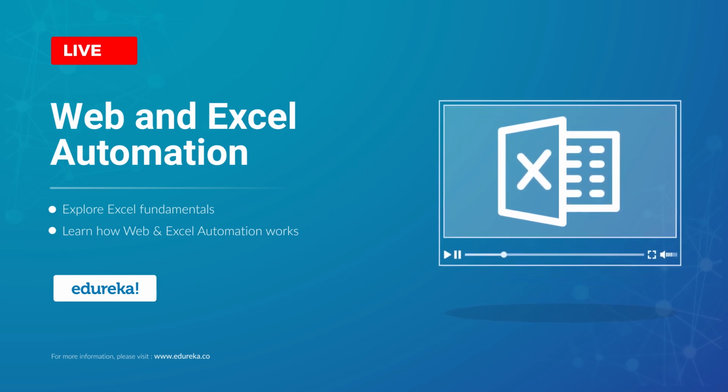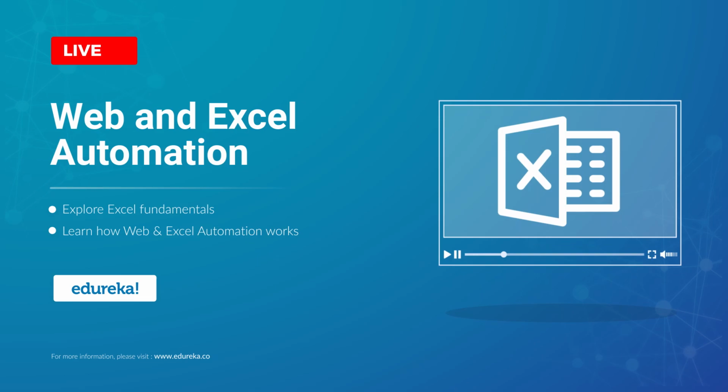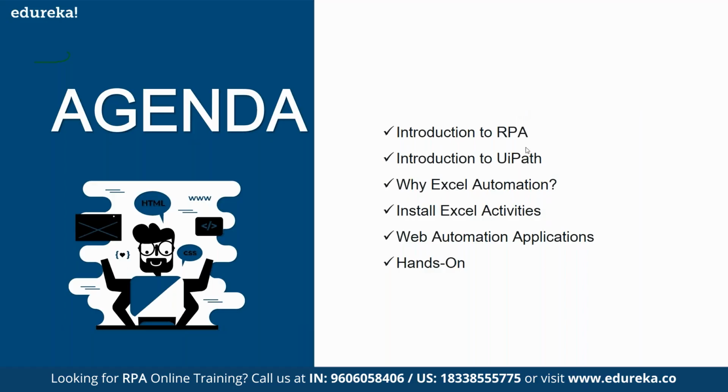We will know in today's session how to use Excel and web-based applications using UiPath, and how you can automate these kinds of applications. So today's agenda is: introduction to RPA, introduction to UiPath, what is UiPath, and why do we need to automate Excel applications. We'll see how to install Excel activities, how to work with web applications, and we'll do a small hands-on by which you will understand how automation is performed using UiPath. So this is the agenda for today's session.